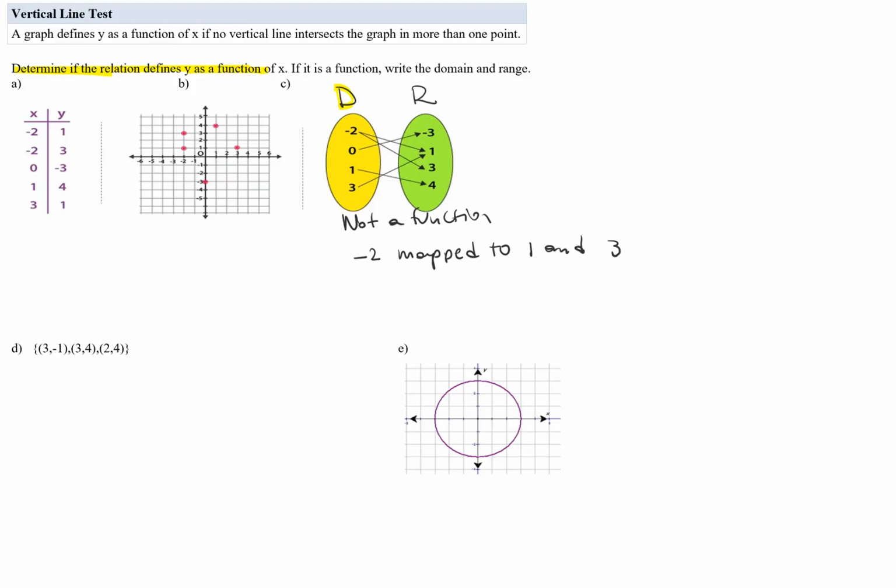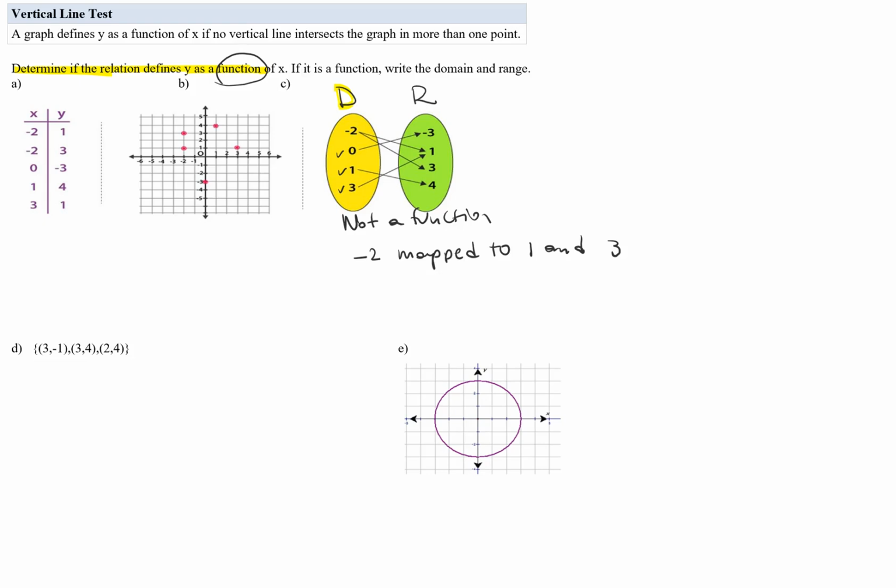So that's what we want to see. We want to see what the 0, the 1, and the 3 are doing. What is happening at -2 keeps it from being a function. And we only worry about what happens in the domain. A function is determined only with what happens in the domain.